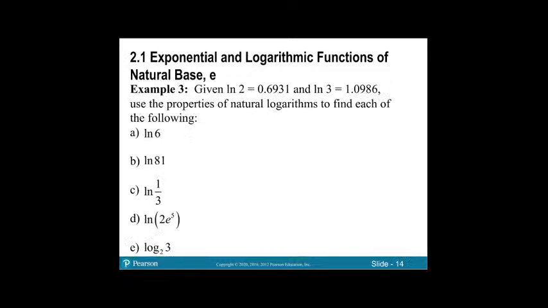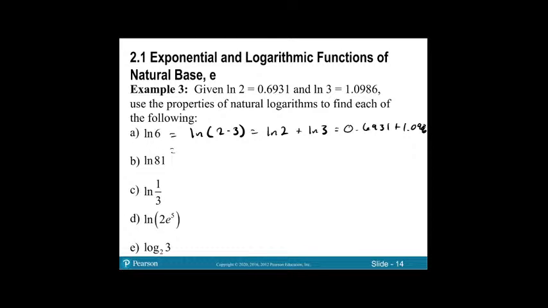Given natural log of 2 is this, natural log of 3 is this, use the properties to find the following. Natural log of 6, right? So natural log of 6 is the same as the natural log of 2 times 3. So then that's going to be the same as the natural log of 2 plus the natural log of 3. So then that's going to be this 0.6931 plus 1.0986. Basically we're adding those two together. I gotta use my calculator, just trying to be a little bit quick and cognizant of time. So we just add those two pieces that were given to us.